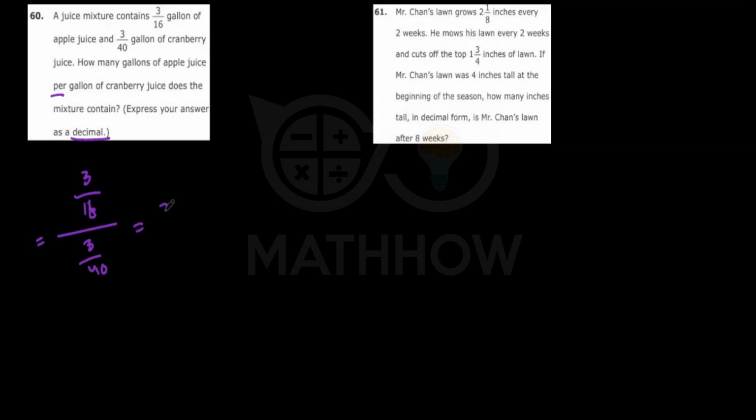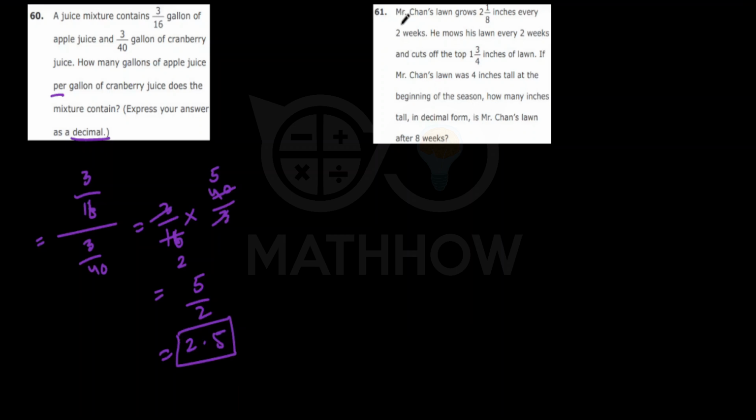This will become 3 over 16 multiplied by 40 over 3. 8 2s are 16 and 8 5s are 40. So we get 5 over 2, and this will become in decimal form 2.5. This is the answer of this question.